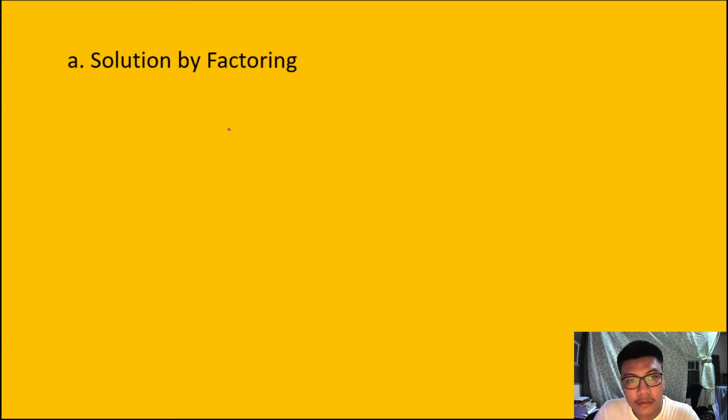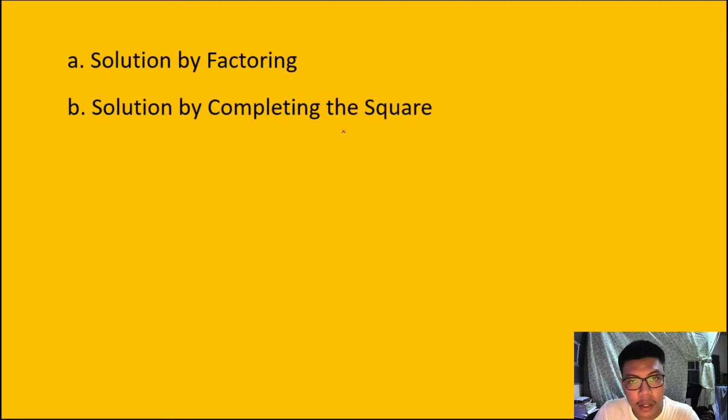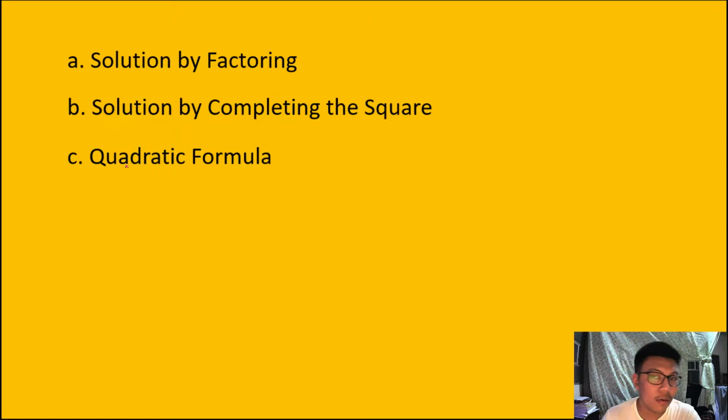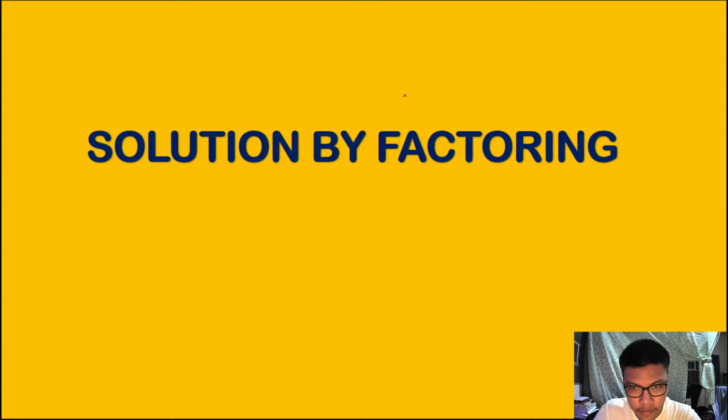And we can solve for the solution or elements using 3 algebraic methods. Unang-una, we have solution by factoring, then by completing the square, and yung ating pinaka common, yung quadratic formula. Siguro alam niyo na to, kasi naituro na sa atin. Di ba kapag quadratic formula, meron ng given na formula, then salpa ka na lang ng constants or coefficients. Okay. So, let's start with a solution by factoring.